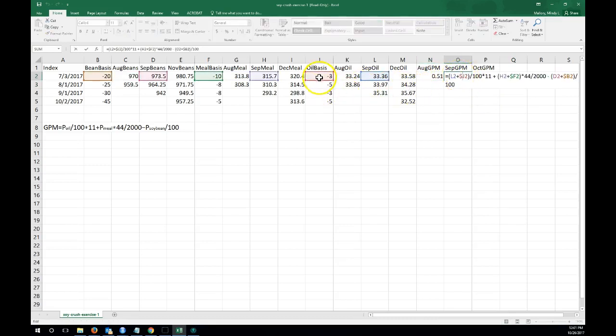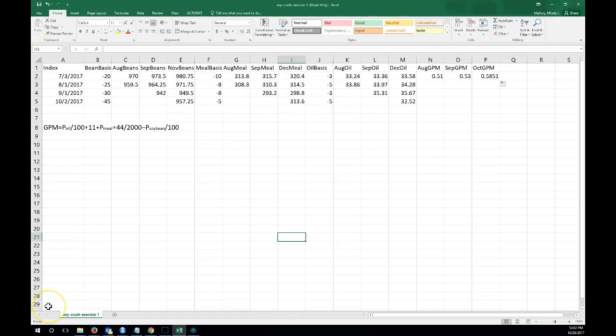So see here, the basis values stayed the same, and all of the price references moved into the September column. So now we've got information that the soybean crusher could use to ask themselves, okay, I'm sitting here on July 3rd. Would I like to hedge and lock in my August processing margin at 51 cents per bushel, or September at 53, or October at 58?